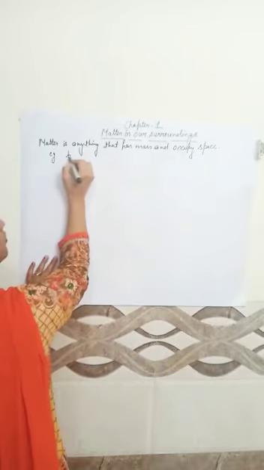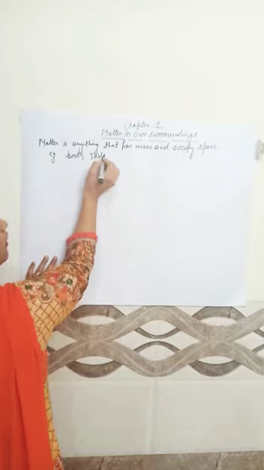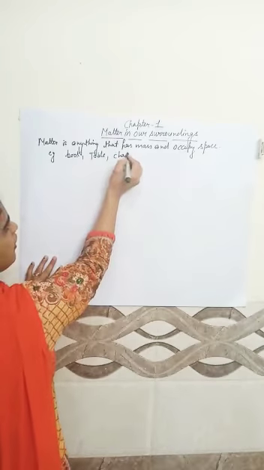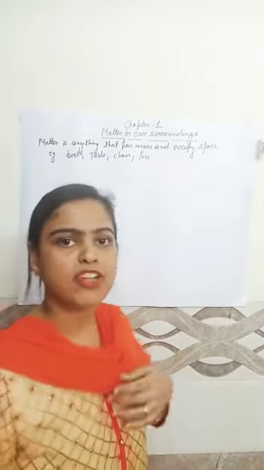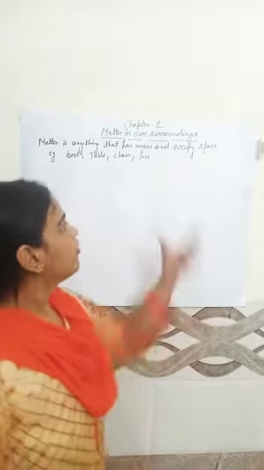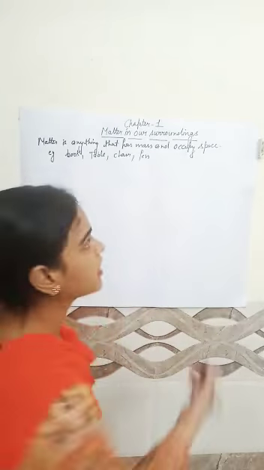For example, book, table, chair, pen, all are examples of matter. Now, what is matter made up of? The next question is what matter is made up of.